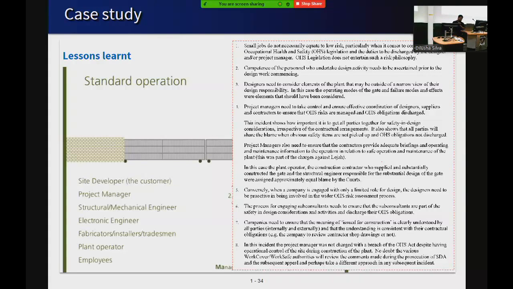In this incident, the project manager was not charged with the breach of the OH&S Act, despite having operational control of the site during construction of the plant. No doubt the various WorkSafe authorities will review the comments made during the prosecution of SDA and the subsequent appeal, and perhaps take a different approach in any subsequent incident. So basically the project manager got away without individual fines. Now, also realize this was a 2002, 2003 incident. The WorkSafe regulations have changed a lot since then.